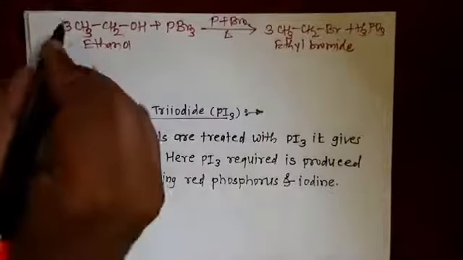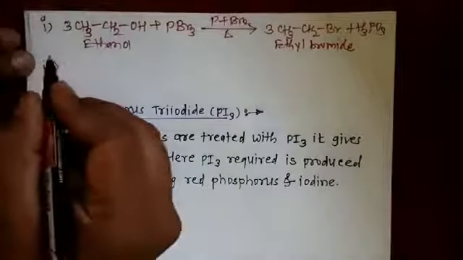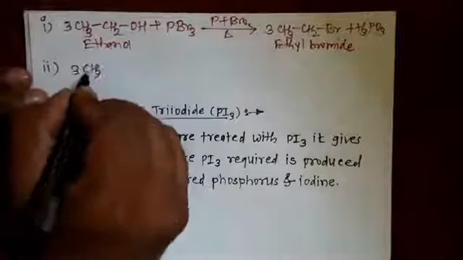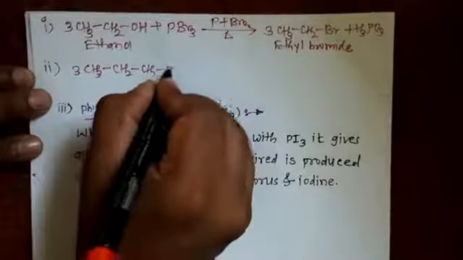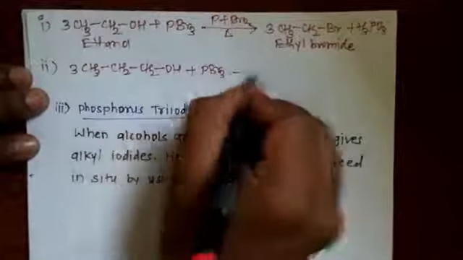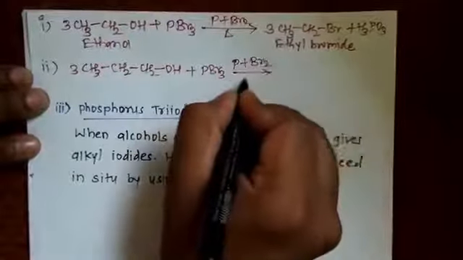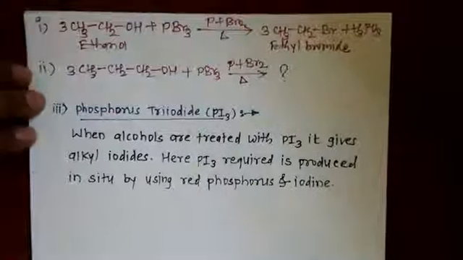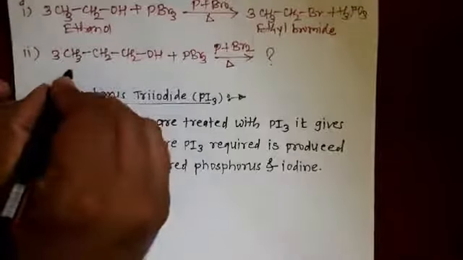The next example is for homework. When 3 moles of n-propyl alcohol are treated with PBr3, which type of product should we get? We should solve this reaction.